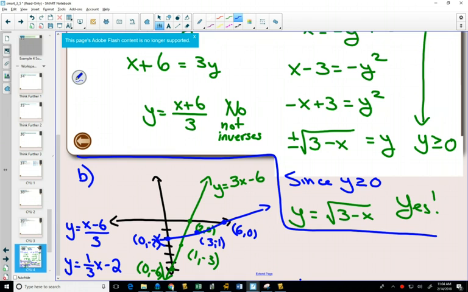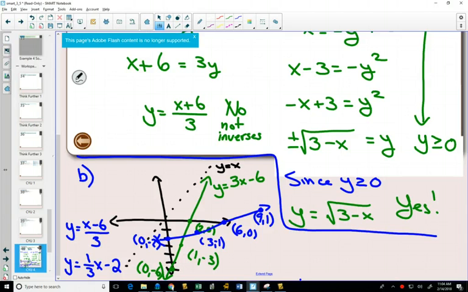What's 9 minus 6? 3. 3 divided by 3, 1. So you might use a table of values and get 6 comma 0 and 9 comma 1. Once you have a couple of points, you could draw your straight line. Now, graphically, is this an inverse? Well, graphically, you can tell if something's an inverse if you can reflect it over the line y equals x. The blue graph does not look like taking the green graph and flipping it over that line.